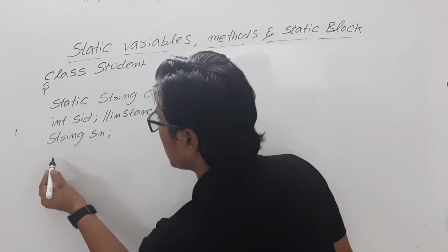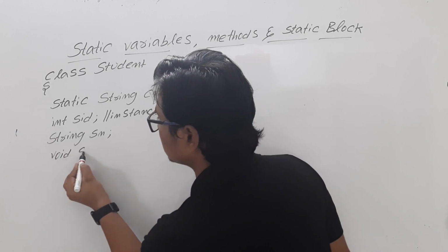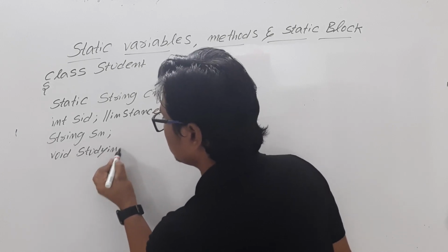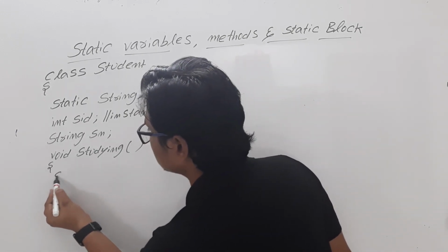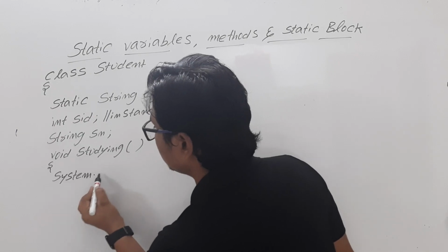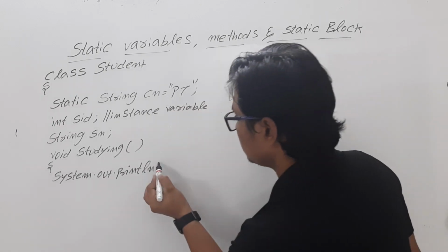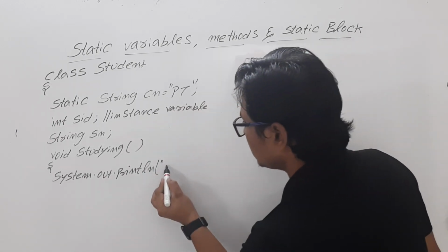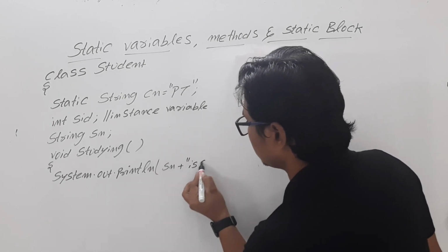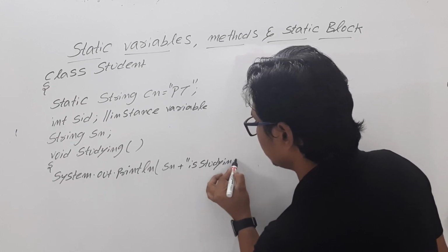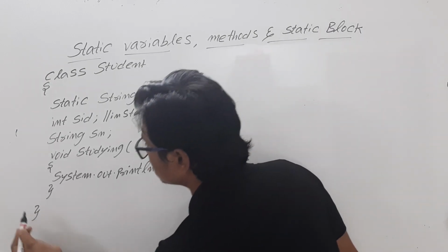Now let me have a method called studying, void studying. Okay, and then inside studying I'm just writing System.out.println. I'm writing sn, okay, sn is studying. Okay, let me close this one. Right now what I will do, I will close this class also.